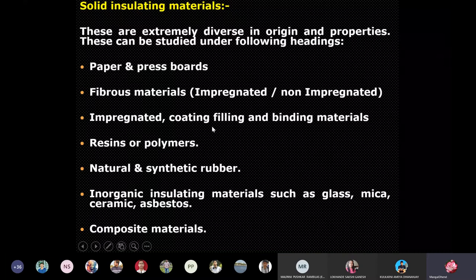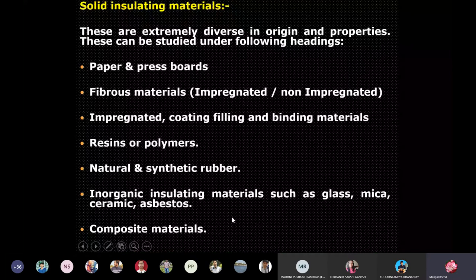Sometimes we are just doing the paint. So why are we doing paint? Because that paint also acts as an insulating material. So that coating we are doing. There are different materials for binding and coating also. Resins and polymers. Then natural and synthetic rubber. But it's not in the syllabus, I am just telling you. Whatever is mentioned in the syllabus, that only we will see.